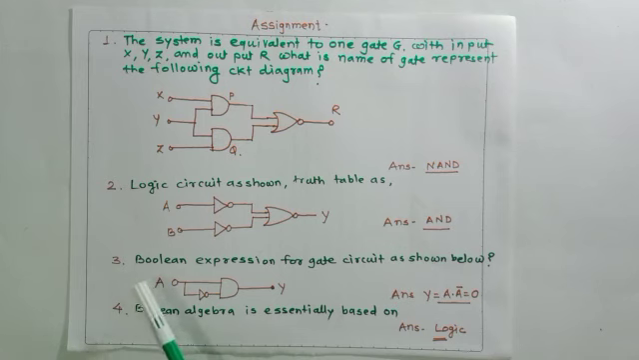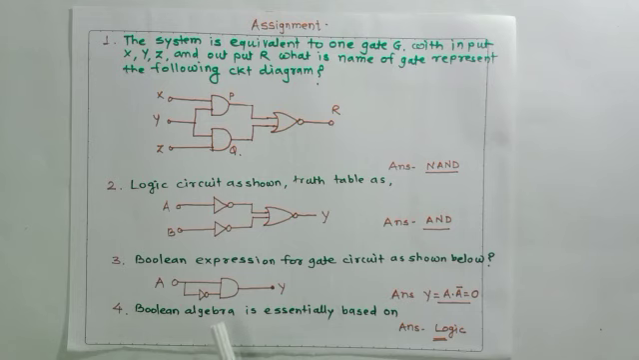Again, the third question: the Boolean expression for the gate given as the following circuit as shown below. A NOT gate is connected, and this is connected to an AND gate. What will be its output? By solving, you get the answer. The output will be A and complement of A. A and complement of A gives the value 0.